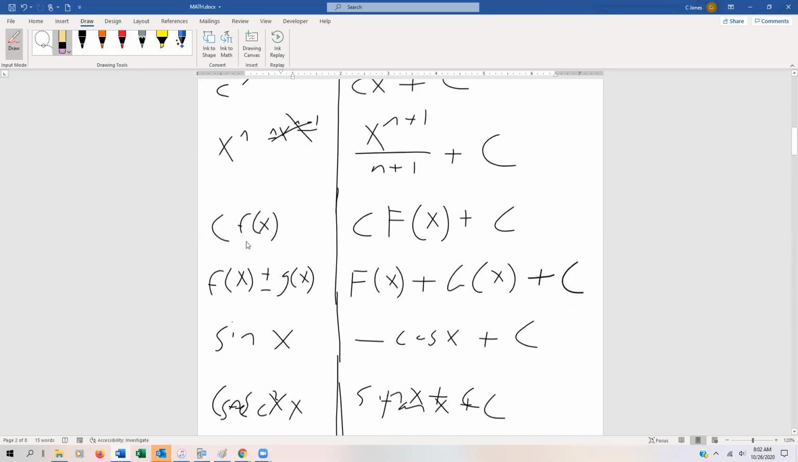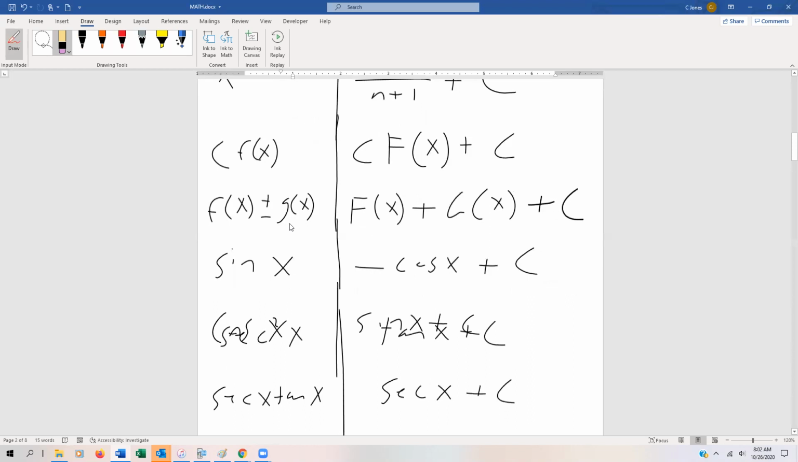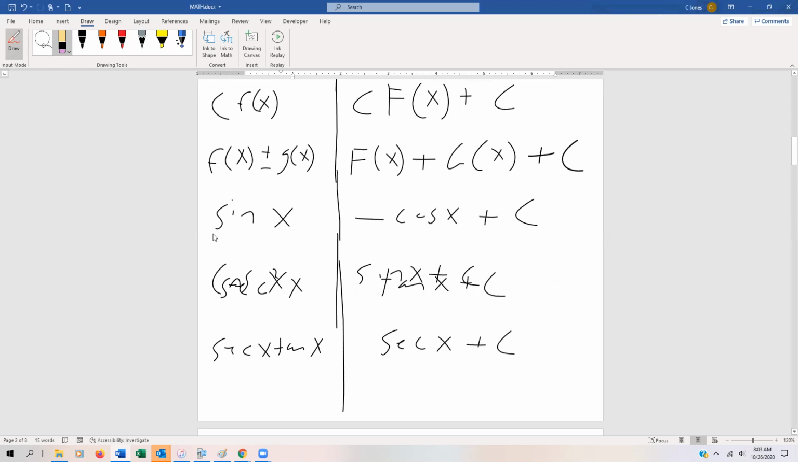We have this constant times a function, very similar to derivatives. It's the constant times the antiderivative of the function, capital F, and then plus the constant c. If we take the sum or difference of two or more functions, that means that we could just take the antiderivative of each of those functions individually and then just have a constant. The antiderivative of sine x, be careful, that one's going to work out to be negative cosine of x.